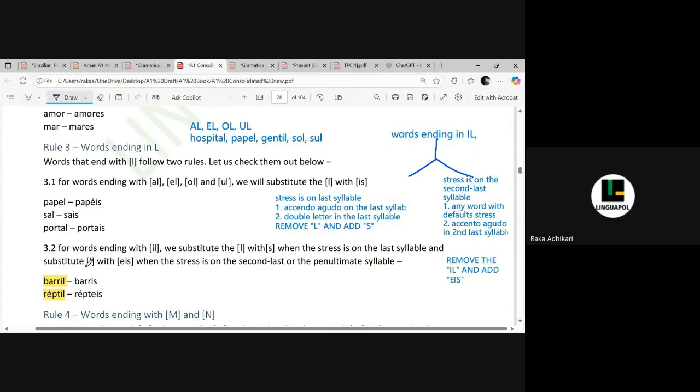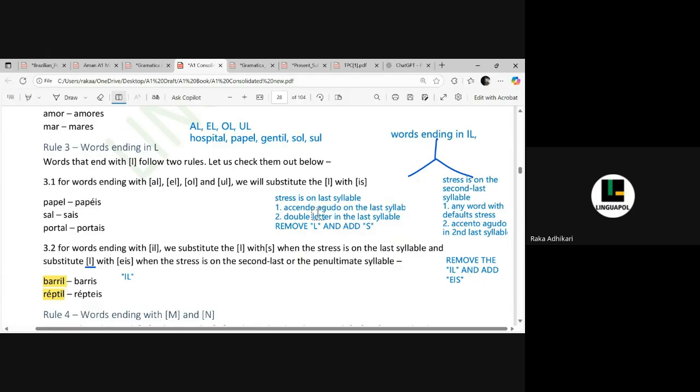Here it is written substitute L with EIS. Please correct it and mention IL. Not just L, we have to replace IL and add EIS. Please make sure all of you correct this. And it is better that you form this kind of a table in your book so that it is more clear. All the words ending in IL can be divided into these two categories.